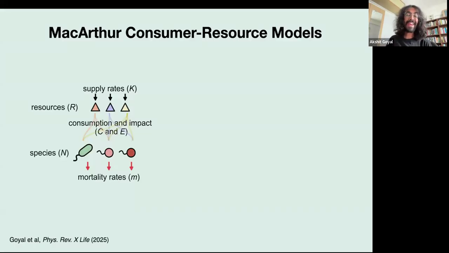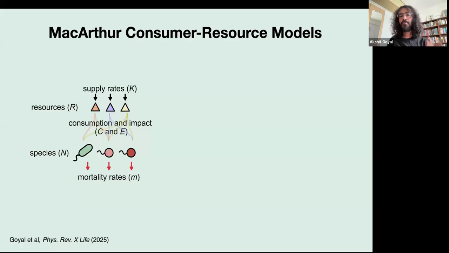To introduce what I mean by these kinds of models, in these models we have a set of species or consumers, and we have a set of resources, which are these arbitrary triangles over here. These resources are supplied at some rates, K. These species consume these resources, as a result depleting them. And as these species grow, they face some mortality or maintenance in the environment, which creates this nice balance between consuming resources and staying alive.